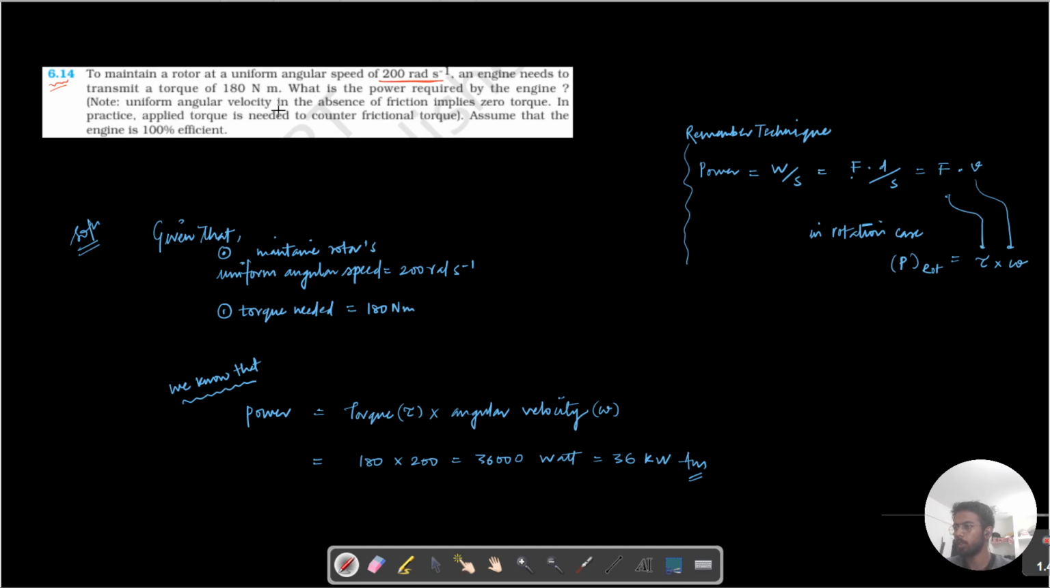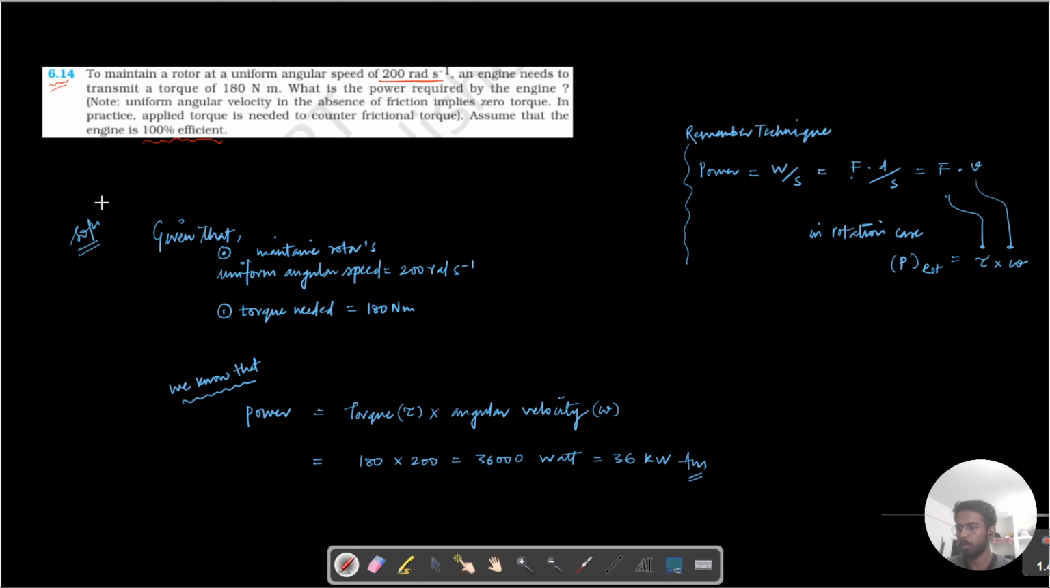Note the uniform angular velocity in the absence of friction implies zero torque. In practice, applied torque is needed to counter frictional torque. Assume that the engine is 100% efficient. So the engine is 100% efficient, right? So there is no power consumed in friction between the motor and the axle, right? So this is what we have assumed.